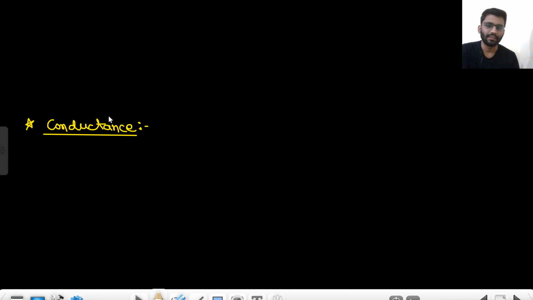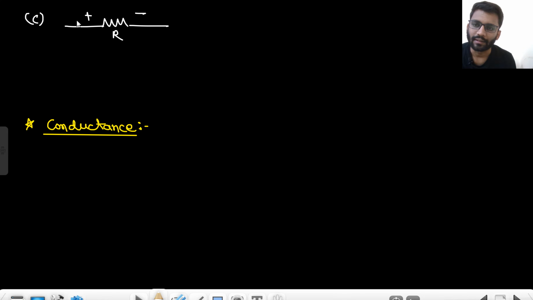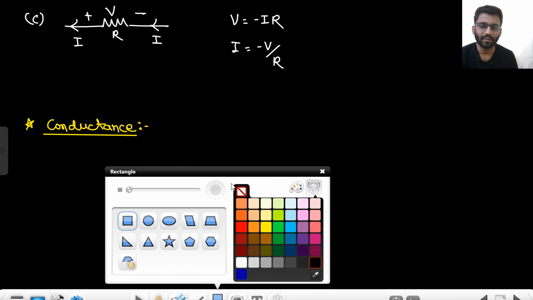Now moving on to this C part. This is R they have shown, and the direction is like this. The current is flowing in this direction, or I can make the current flow like this, right? So here the current is flowing from low potential to high potential in a resistor. In a resistor you need to see, not after the resistor. In the resistor the current is flowing from low to high. So V should be equal to minus IR, right? So I would be equal to minus V by R.